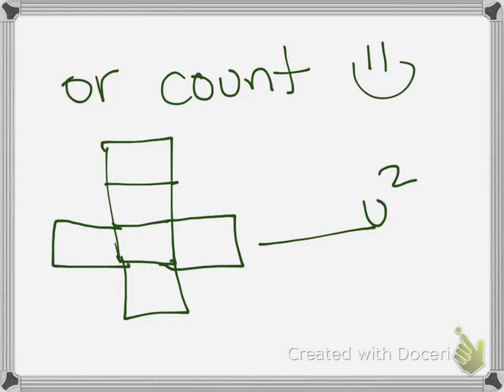Another way you can do this is if it's not a square or a rectangle, you can't use that formula. So you could just count it up. If you get a weird shape like this, you just want to know how many units of space is covering the shape. Well, here's 1, 2, 3, 4, 5, 6. So we're going to say this is a 6 units squared.